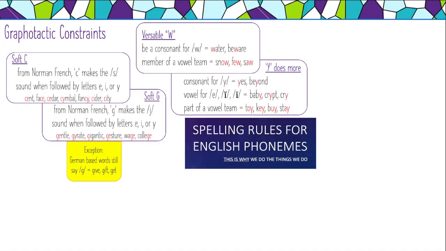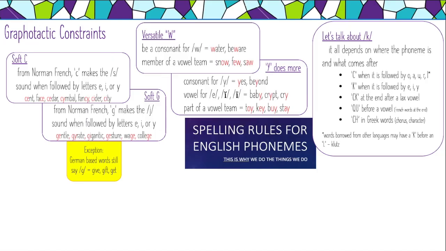And then you have Y, which does a little bit more, but is very similar. If it's at the beginning or the middle, it's going to say its Y sound. And then, of course, it can represent E or I at the end of a syllable, and it can also be part of a vowel team at the end. You are not going to make the Y sound at the end of a word. So when you see Y at the end of a word, it's more than likely part of a vowel team.